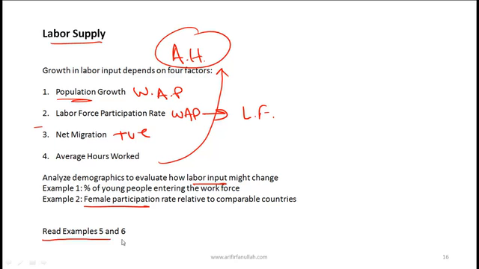Again, I would strongly encourage you to read examples 5 and 6.